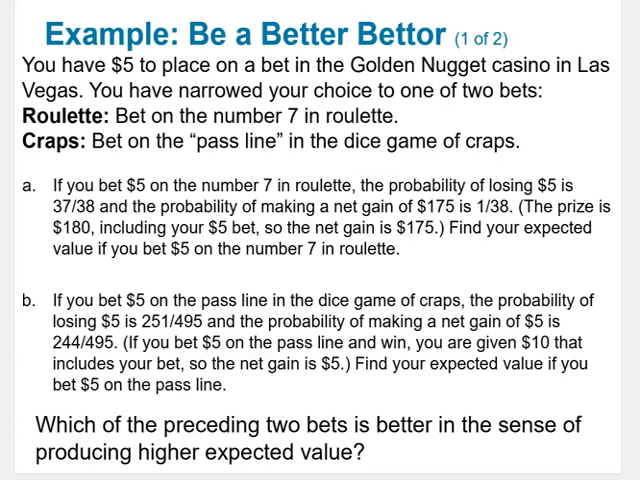Now, you don't really have to know anything about these 2 games. We're just going to do expected values. So we're going to look at the first example, if you bet that $5, and then we're going to look at the dice game of craps.